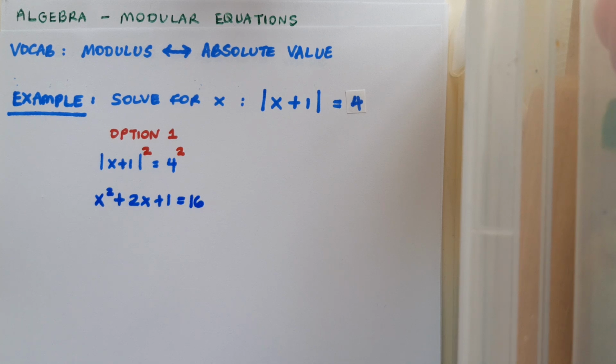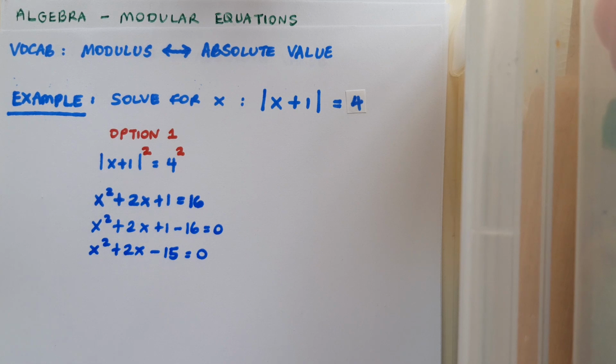I end up with x squared plus 2x plus 1 equals 16, which clearly is resolving into a quadratic. I just need it to be equal to 0 before I can solve. And I can achieve that by bringing the 16 across and then just tidying up slightly. So I've got x squared plus 2x minus 15 equals 0. I can then factorize the quadratic and solve. So pause the video here and do that and then check and see if you were correct.